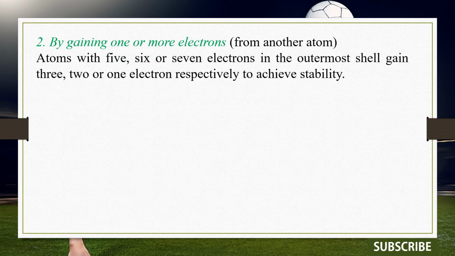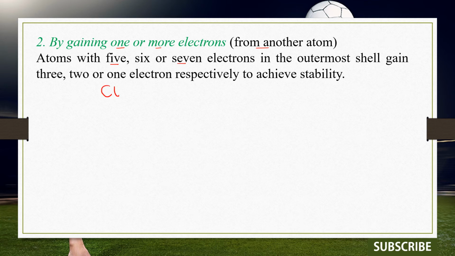The second method is by gaining 1 or more electrons from another atom. The first one was losing 1 or more electrons, and the second one is gaining. So atoms with 6, 5, and 7 electrons in their outermost shell can always gain 2, 3, or 1 electron to attain stability. Let's take an example of chlorine.